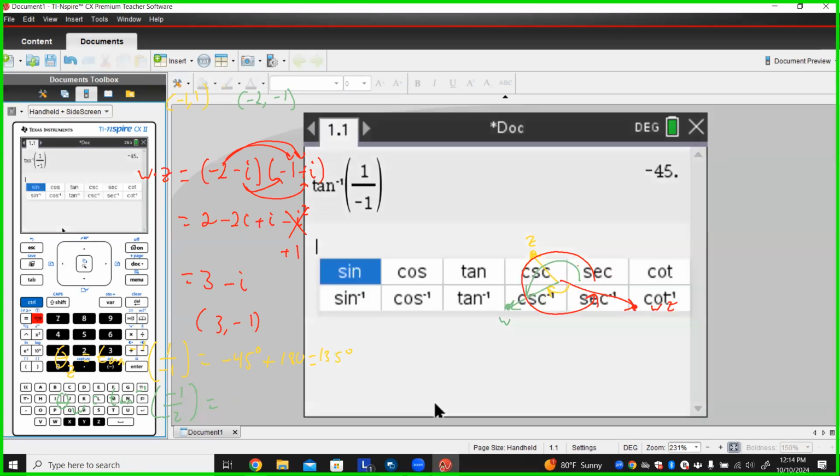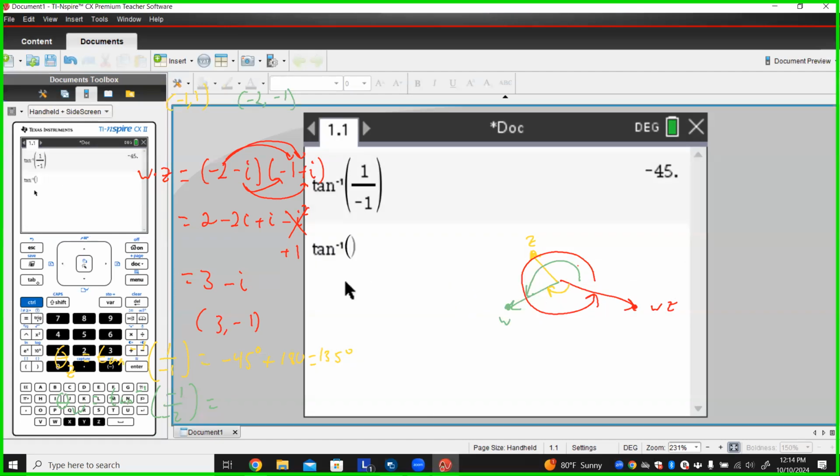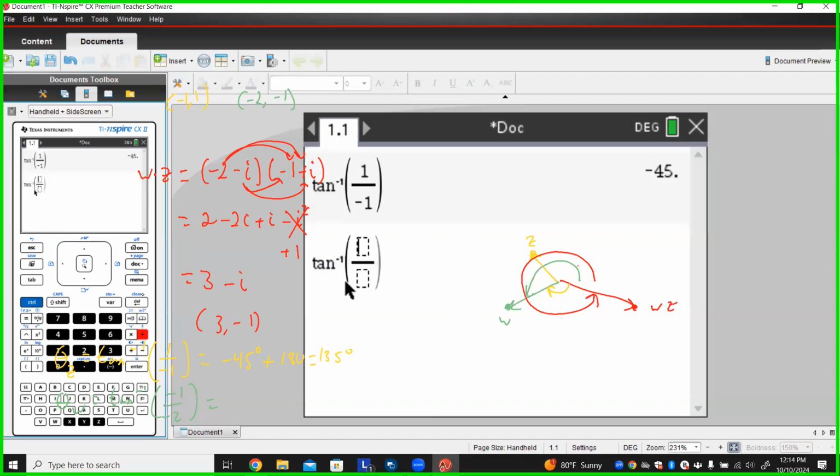So yeah, trig, tan inverse, control, divide. I forgot it. What was it? Negative 1 over negative 2. I have it written down right there. All right, so we get this 26 point whatever. What quadrant though is negative 1, negative 2 in?